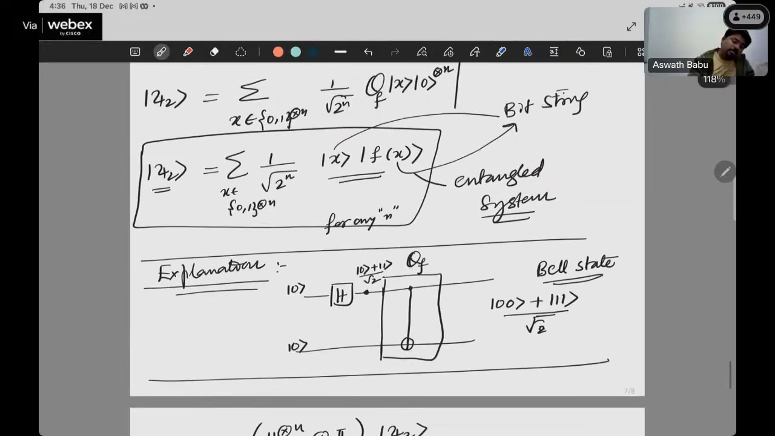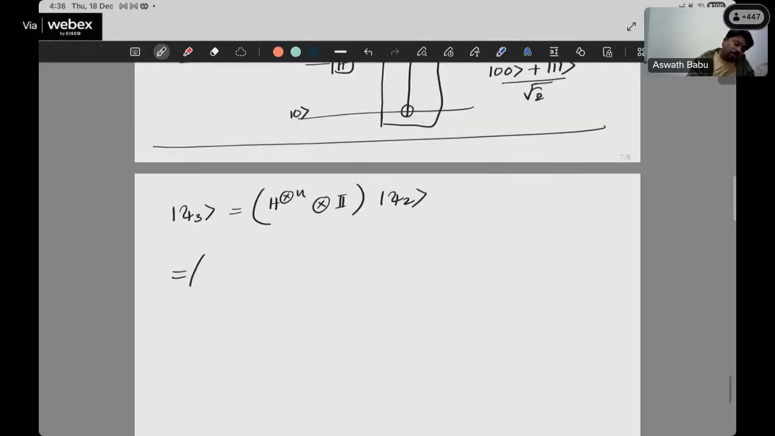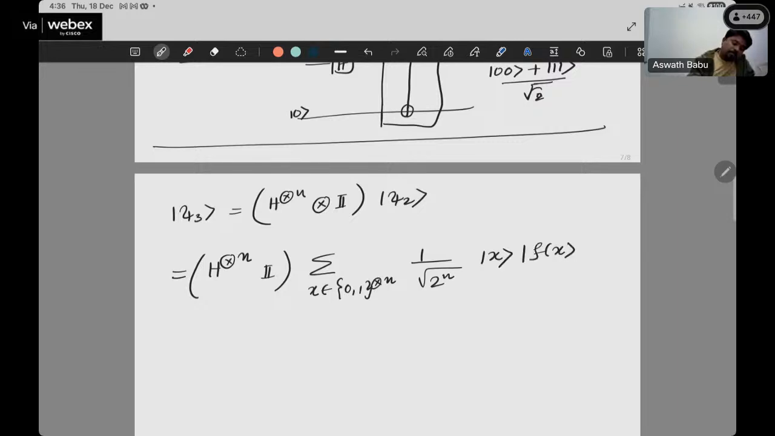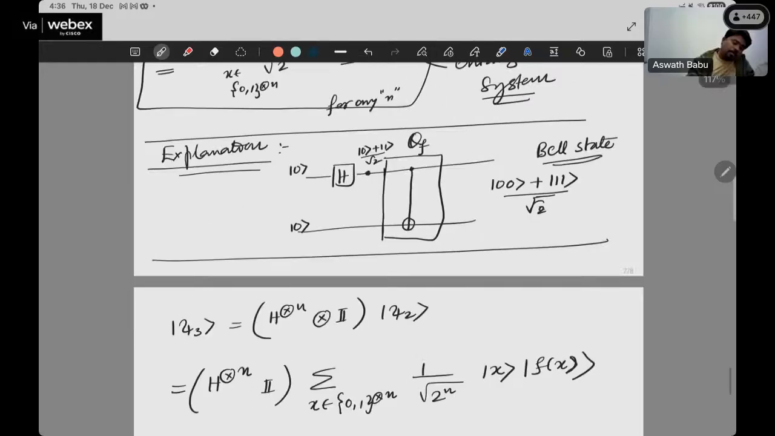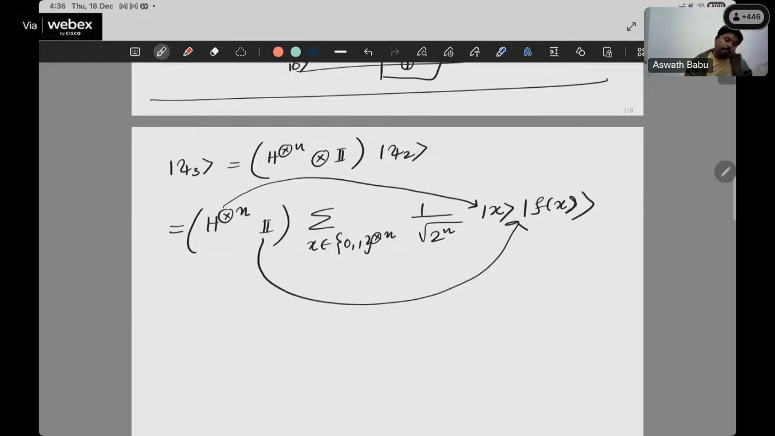Site 2, specifically, if you want, you can write it down, then it is easier to take it inside. Site 2 is the summation over x belongs to {0,1}^n of 1 by 2 to the power of n, x, and then f of x. Now this goes and acts on this, and this goes and acts on this.